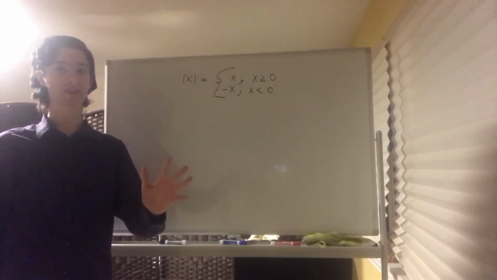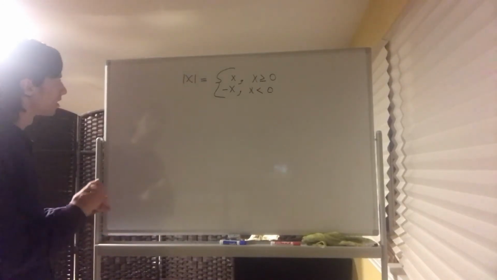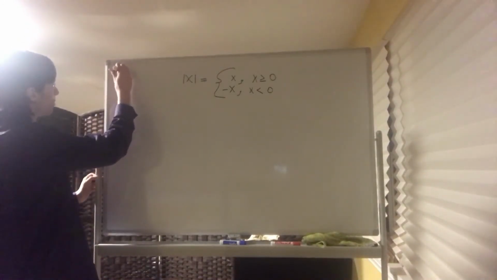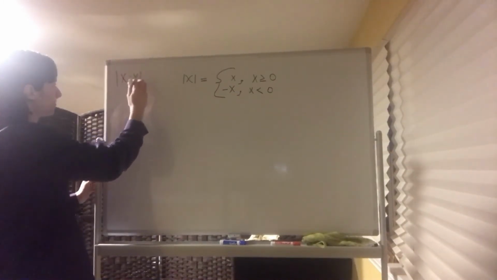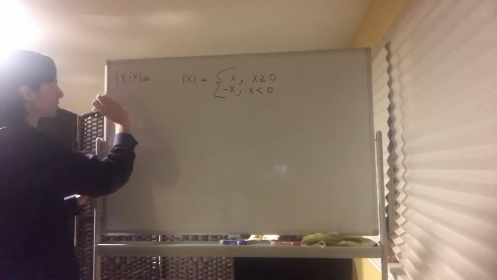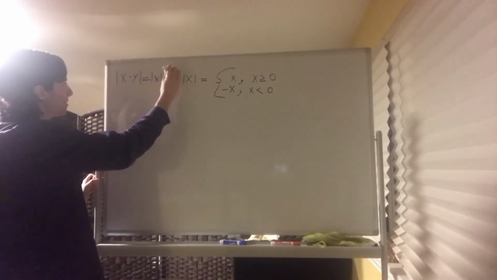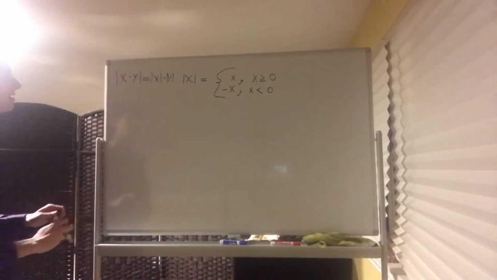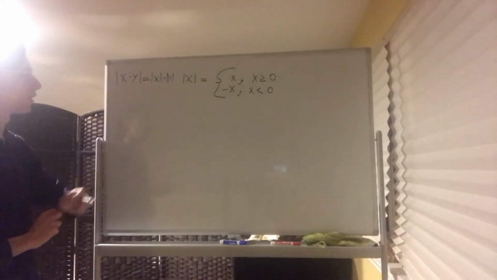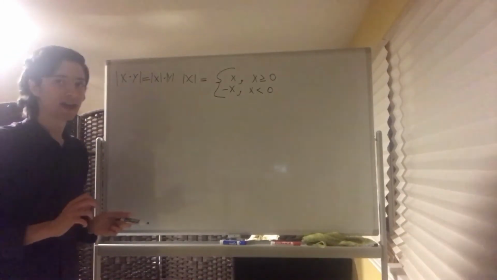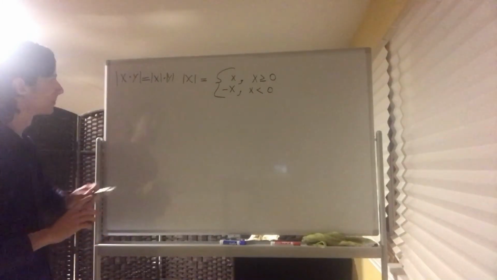Now the third property involves products. So let's say I have the absolute value of a product. Let's say x times y. Now there's a property in which we can separate this out and say that the absolute value of x times y is equal to the absolute value of x times the absolute value of y. And we can use this definition to prove this property.